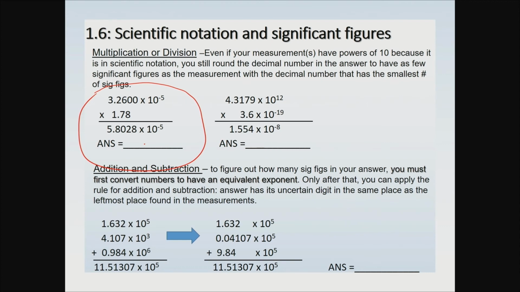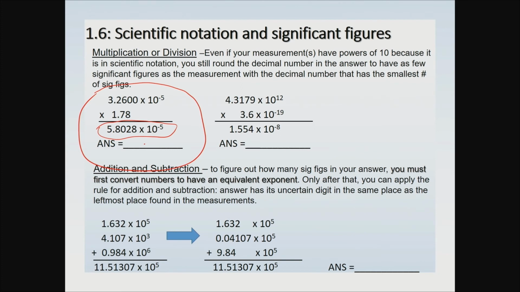And so what you can see is we have a top number here, which is 3.2600 times 10 to the negative 5. That's in scientific notation. And we're multiplying it by 1.78, which is a number that is not in scientific notation. And then on the calculator, you get this answer here in scientific notation. Now, this answer, it looks like to me there are 1, 2, 3, 4, 5 significant figures, but this is not rounded to the correct number of significant figures. So we have to do that. So how do we do that?